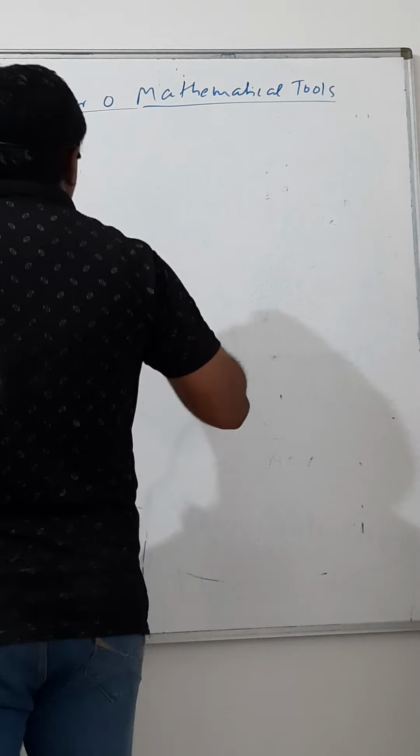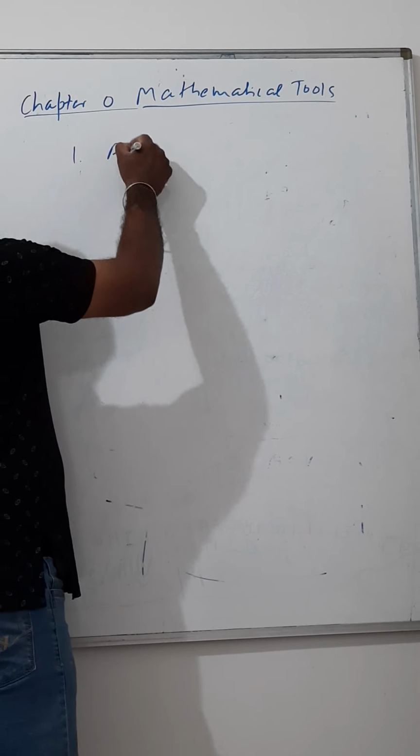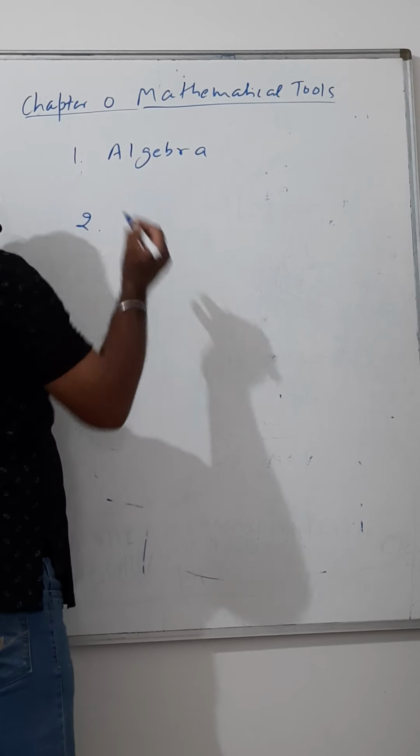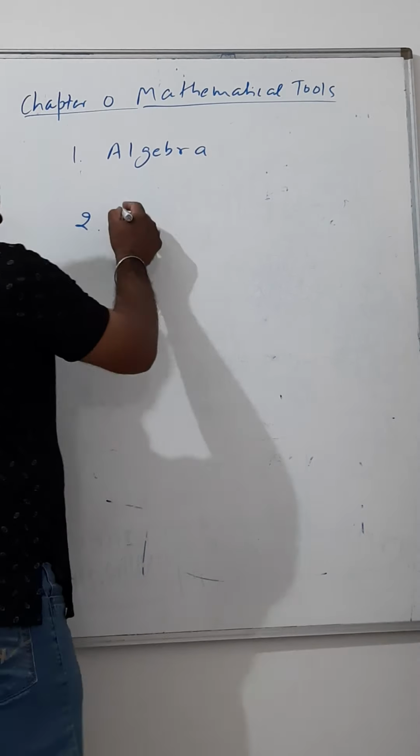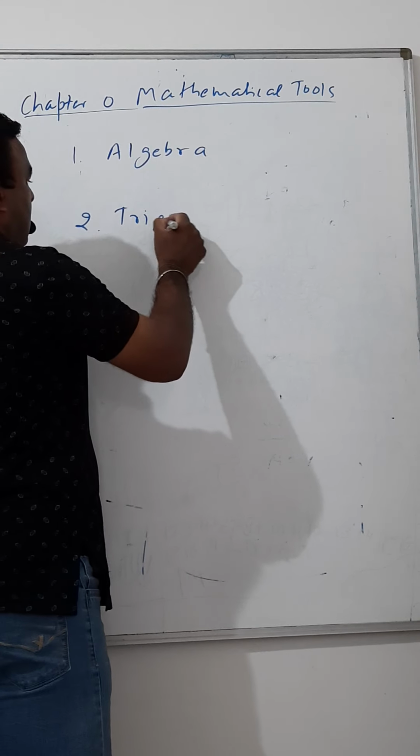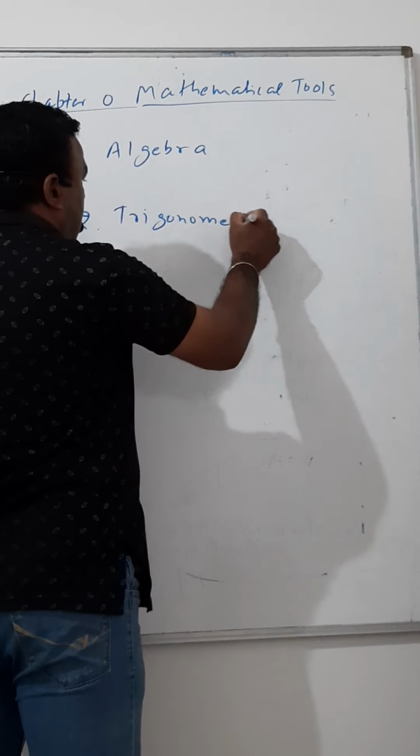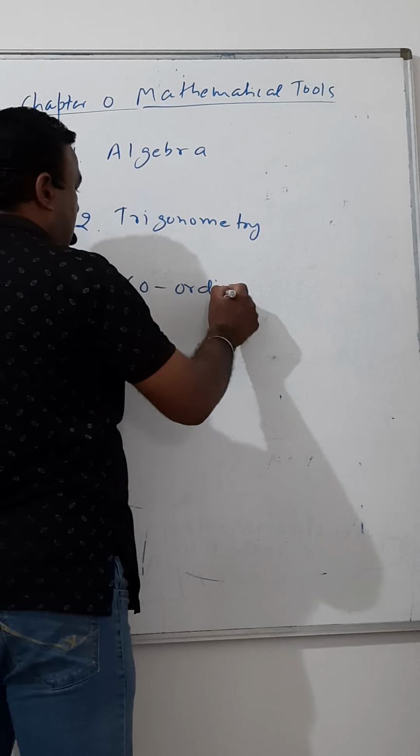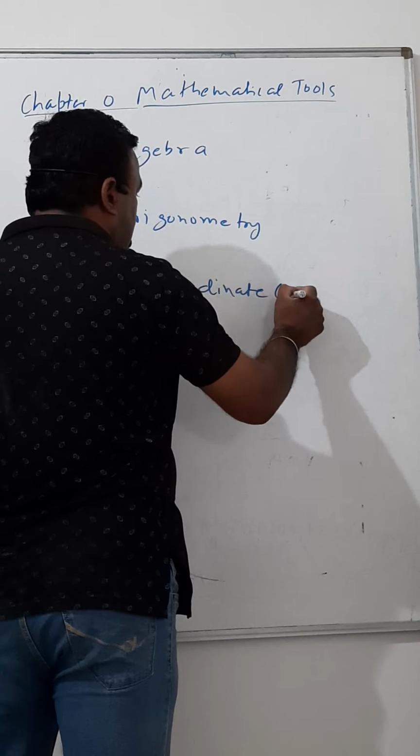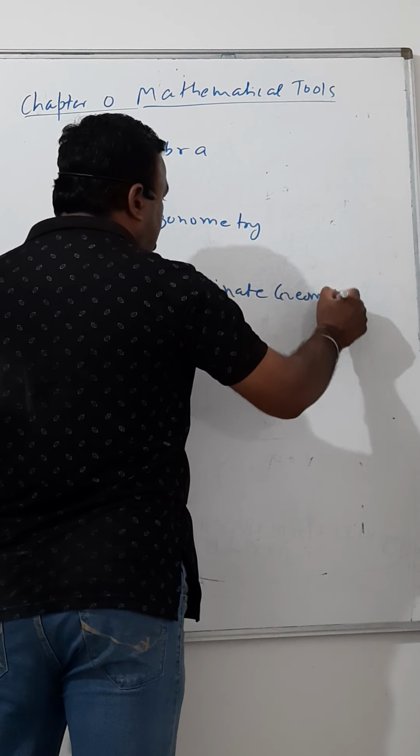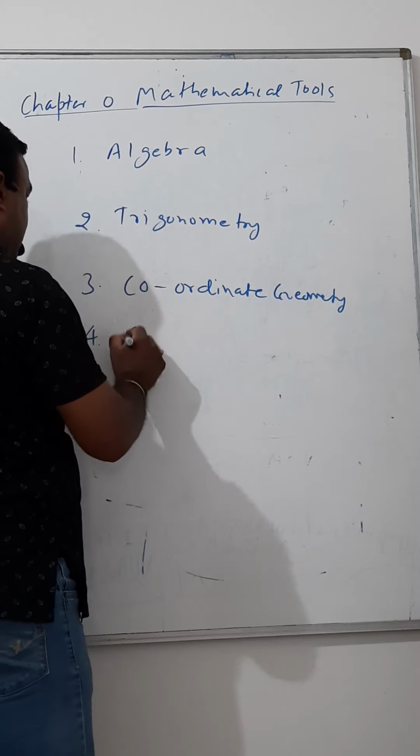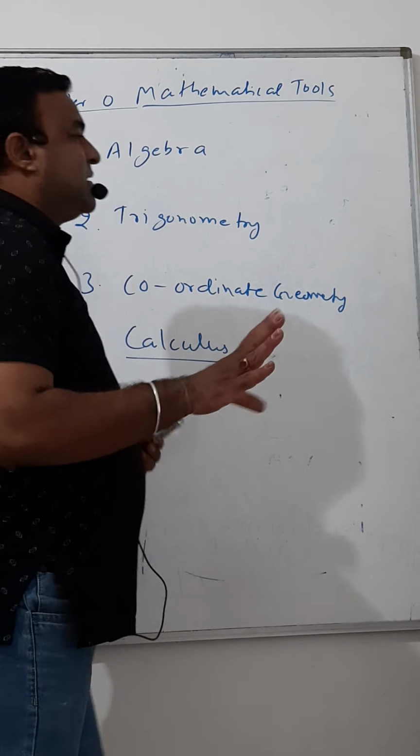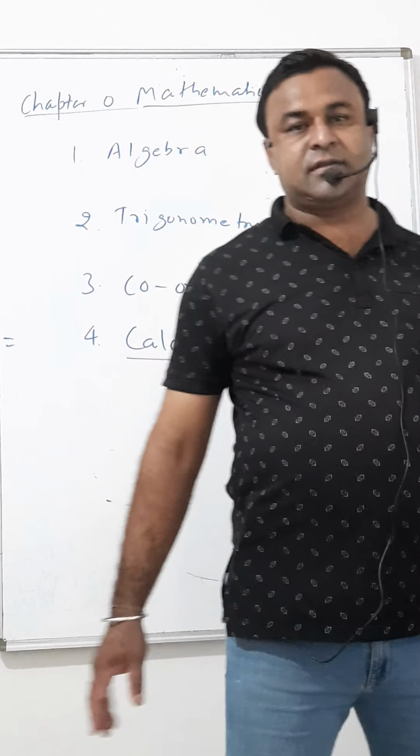Well, mathematics has basically 4 sections: algebra, trigonometry, coordinate geometry, and the last one is calculus. Algebra you are very much acquainted with up to class 9th and 10th.